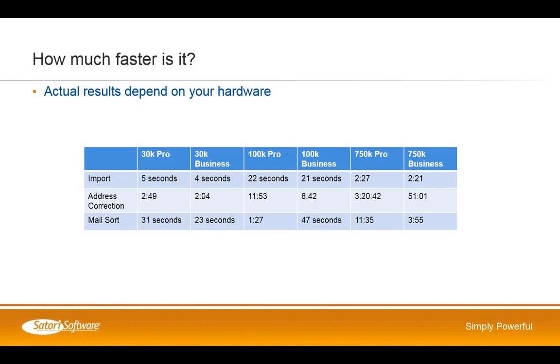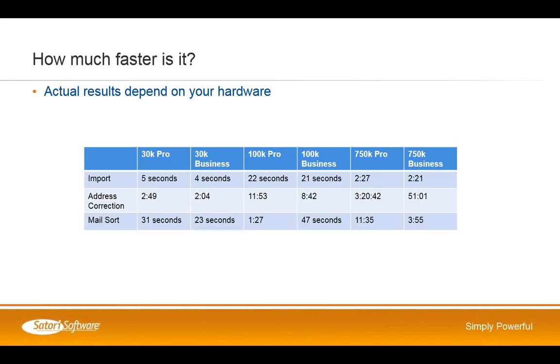With the 30,000 record list, the results are pretty similar. So Bulk Mailer Business is a little bit faster, but you're really saving less than a minute by using it. But things start to get more dramatic once you get into that 100,000 record range. And this is, again, a very basic list. This was just names and addresses, just running import, address correction, and sorting locally on the machine. So sort took half the time.